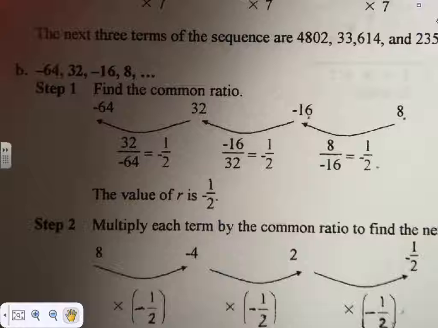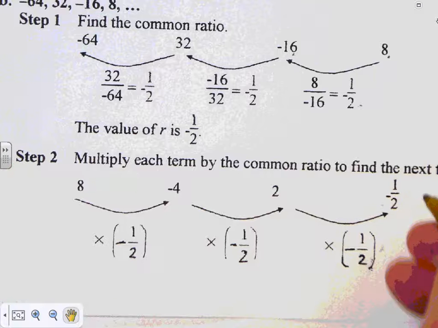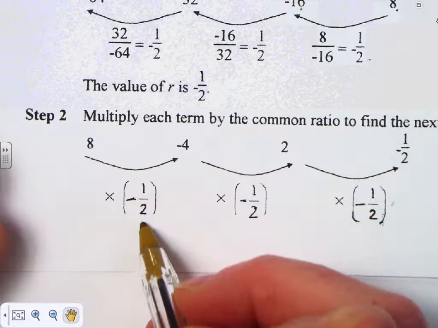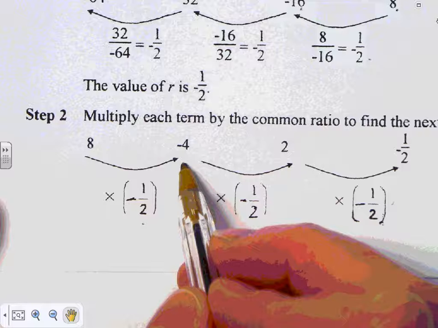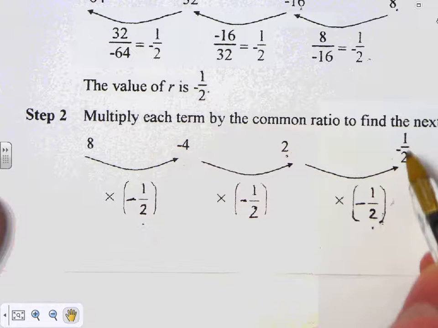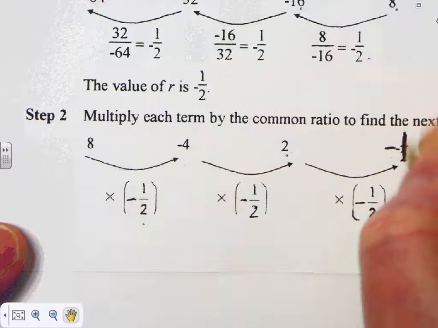All right, and we need to make a correction here because someone evidently made a mistake. That someone would be me. 8 times a negative 1/2 is a negative 4. Negative times a negative is a positive 2. Half of 2 is a 1. This should be a negative 1, okay?